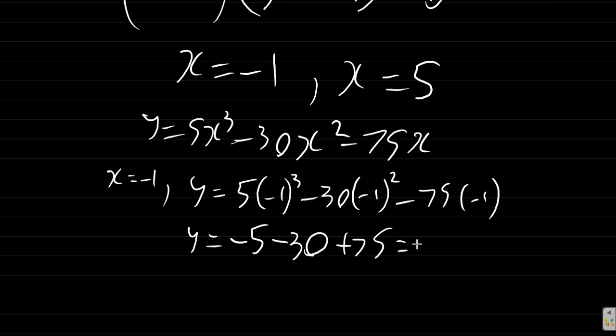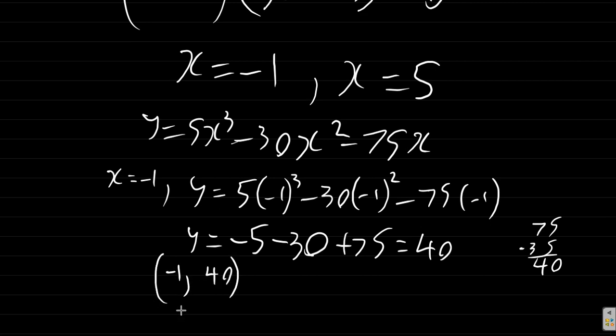Which is what? That would be negative 5 minus 30. That's negative 35. So 75 minus 35 is what? So negative 35 plus 75, that's going to be 40. So we have one set of coordinates: negative 1, 40.